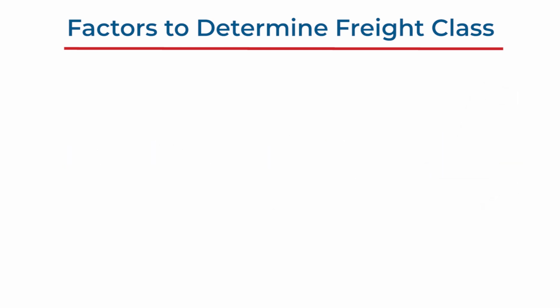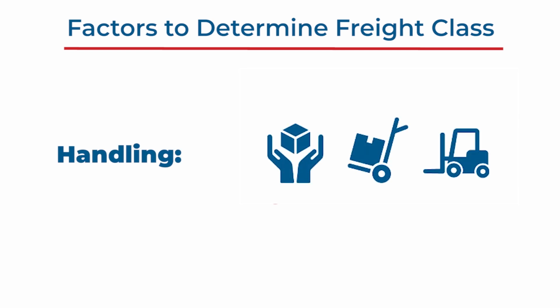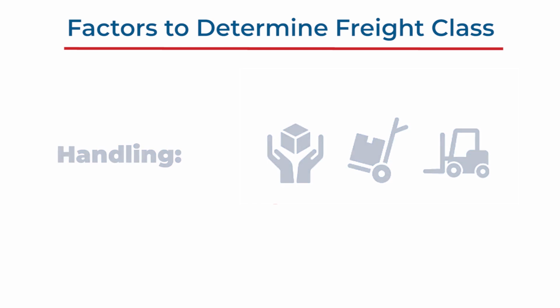The third of 4 factors is handling. Most freight is loaded with mechanical equipment and poses no handling difficulties. But some freight, due to weight, shape, fragility, or hazardous properties, requires special attention. A classification that represents ease or difficulty of loading and carrying the freight is assigned to the items.